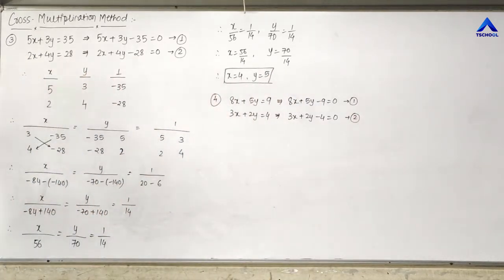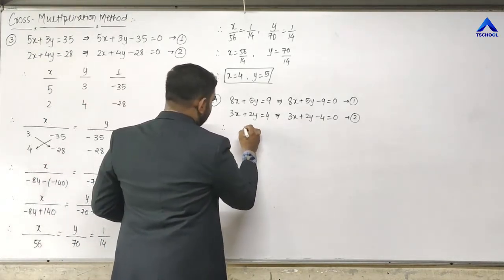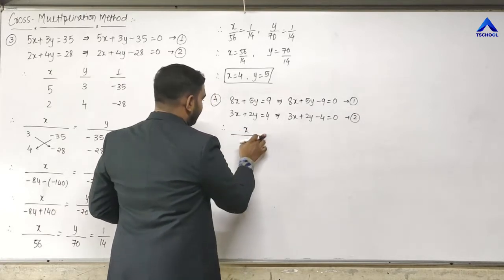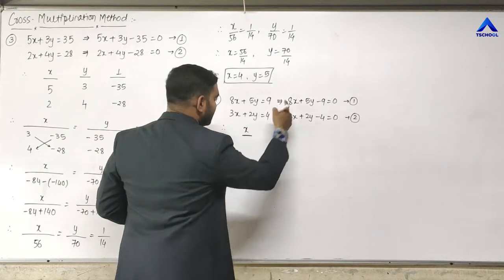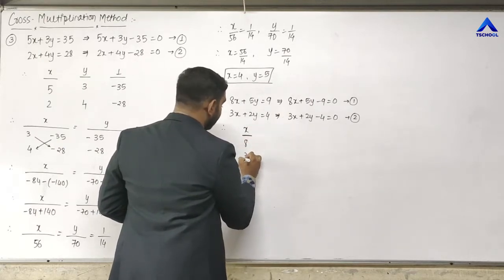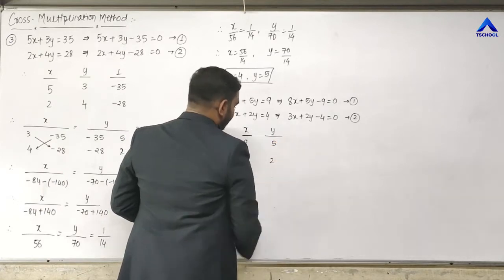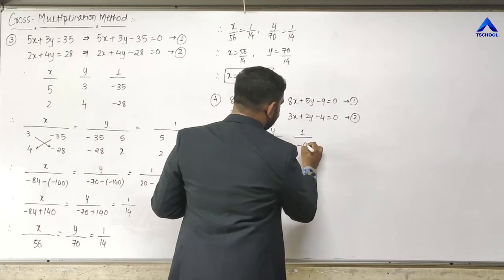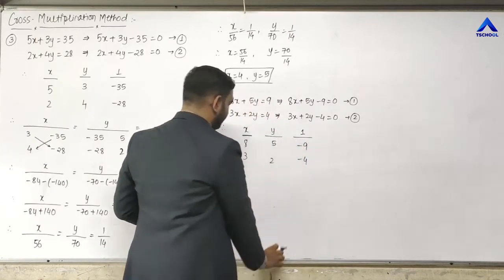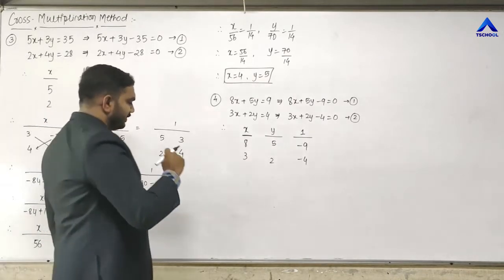Is it clear, everyone? Now again we shall try to solve in the same method that we have already used. So again what I am going to do is take out the coefficients. Under the variable x, I am going to write down the coefficients 8, 3. Under y, I am going to write down 5, 2. And under the constant term, I am going to write down minus 9 and minus 4. Right, so we got these three columns of coefficients here.